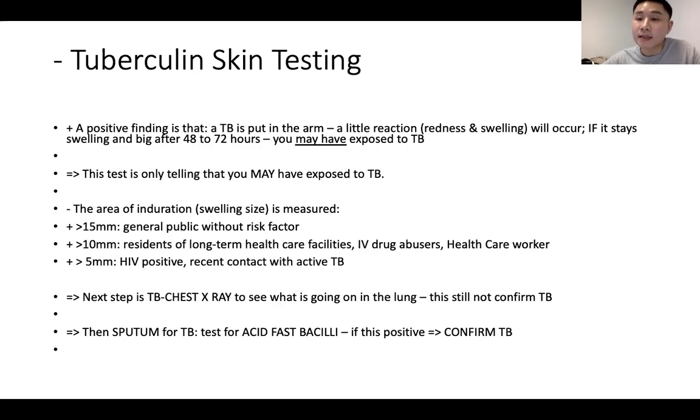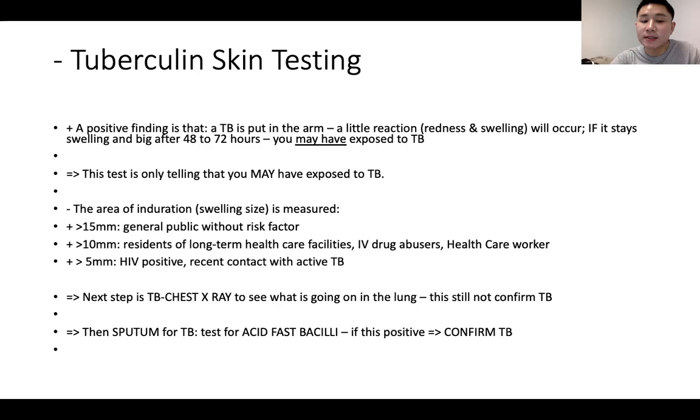So lastly, it's bigger than 5 millimeters. So if the swelling is bigger than 5 millimeters, for the HIV positive or recent contact with active tuberculosis, it means that this patient may have been exposed to TB. Okay, so it's all about the size of the swelling. The bigger the size, the worse the case.